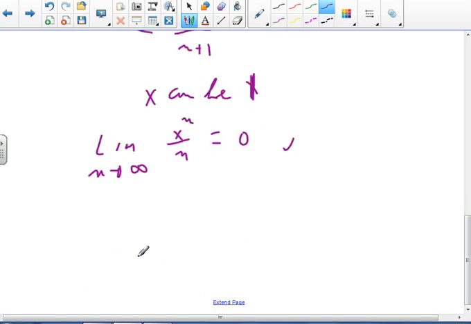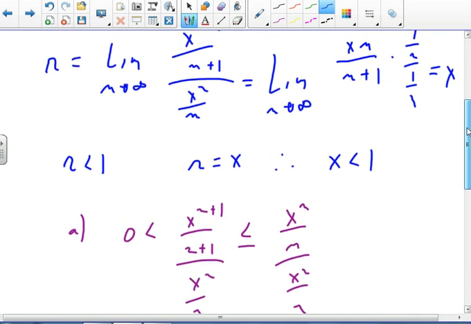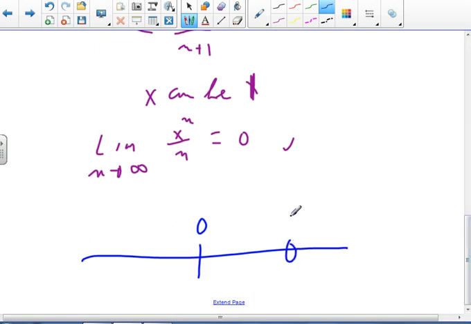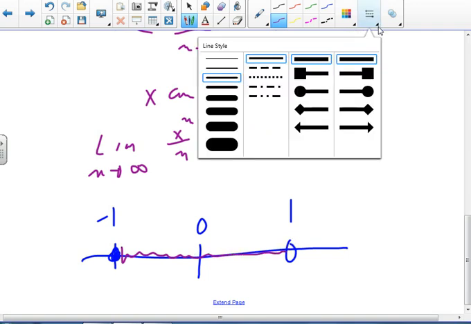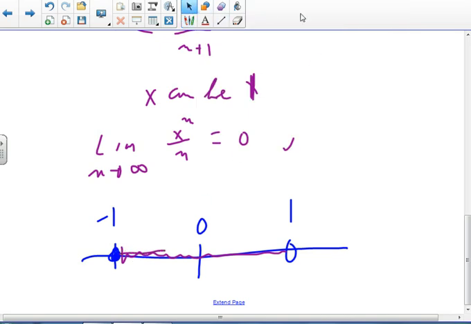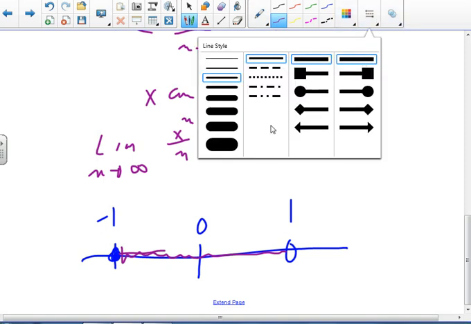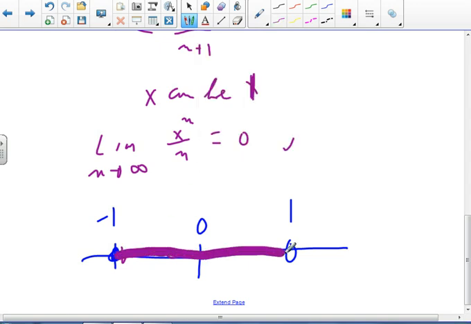Okay, so I'm gonna go with a number line. There's 0. At the top end, I have to have less than 1. So I don't include 1. At the bottom end, I can include minus 1. So it looks to me like that's probably what that is. Well, that's pretty. So back to Maple.